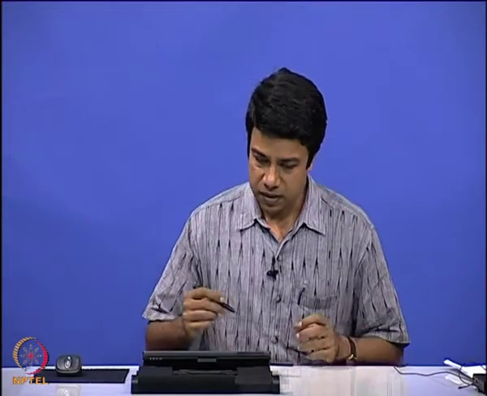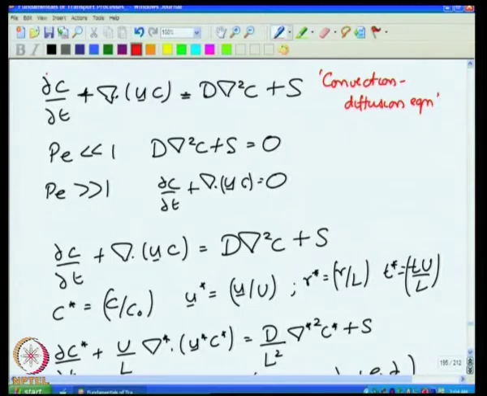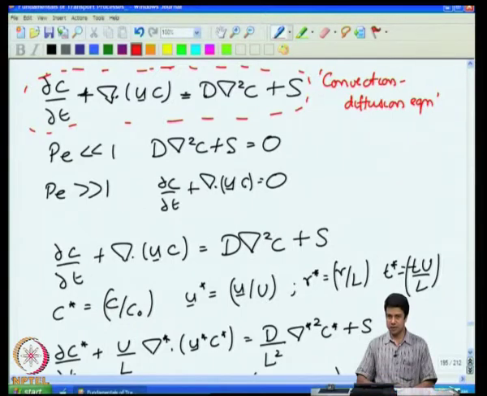And all of these equations had a specific form. The form of the equation was the derivative of the concentration with respect to time plus the divergence of u times c is equal to D del square c plus some source or sink term. These symbols, the divergence and the Laplacian, have different interpretations in different coordinate systems. However, the equation can always be written in this form.